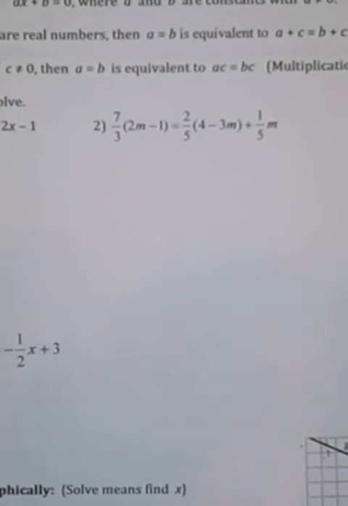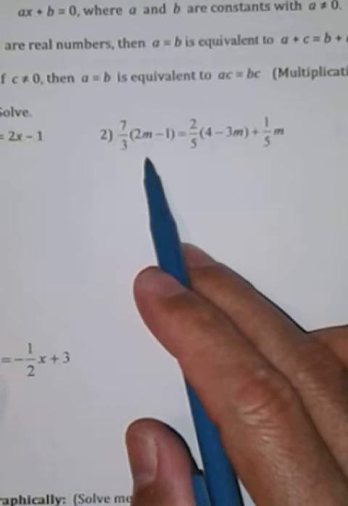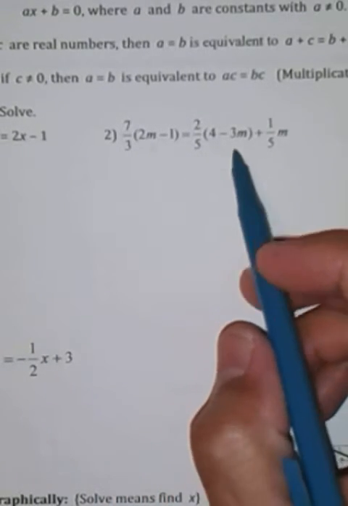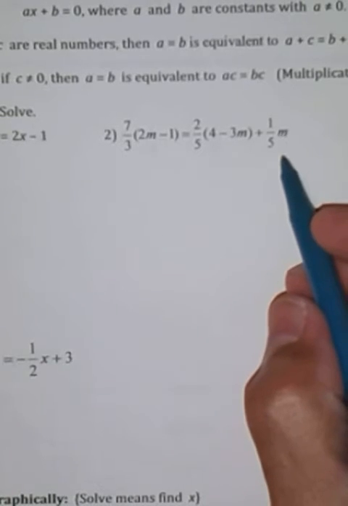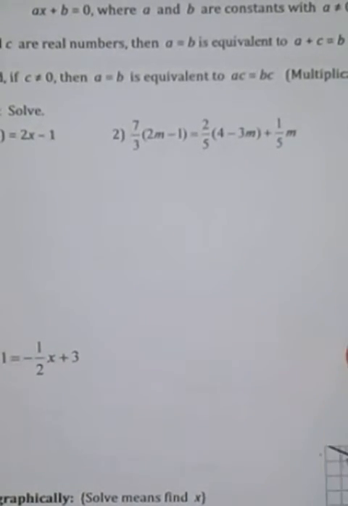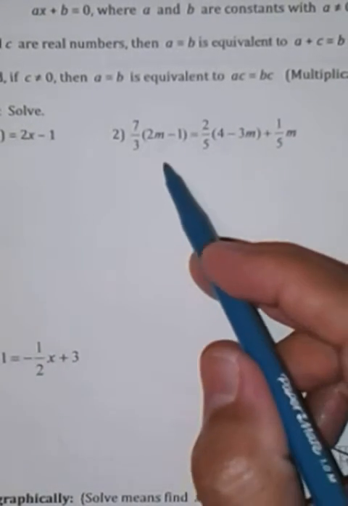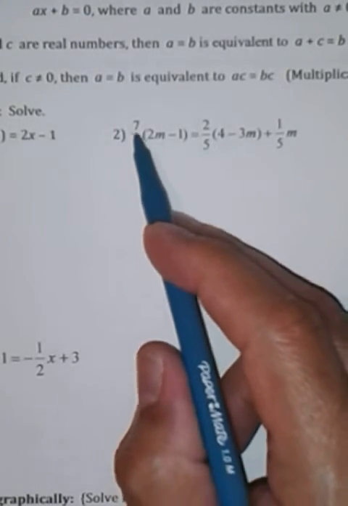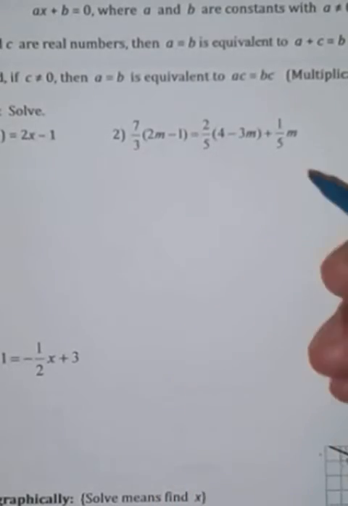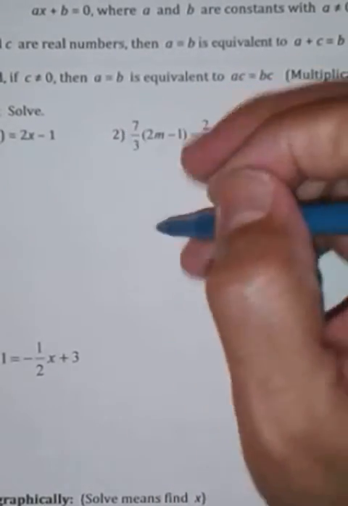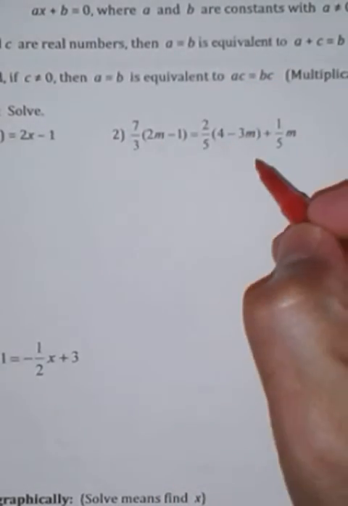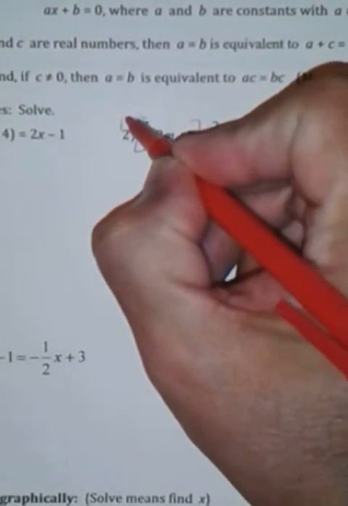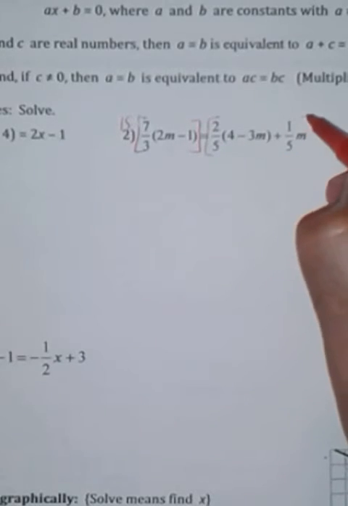Let's solve a couple. I'm going to start by looking at number 2, which says 7/3 times the quantity 2m minus 1 equals 2/5 times the quantity 4 minus 3m plus 1/5 m. The properties allow us to multiply by any number on both sides as long as it's not 0. To get rid of the fractions, I'm going to multiply by the common denominator on both sides. On the left, I'm going to multiply by 15, and on the right, I am going to multiply by 15.